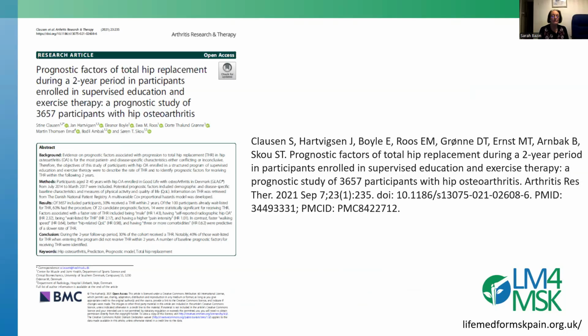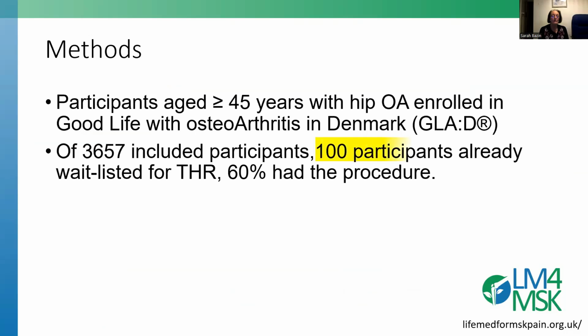In this research, which was a large study, 100 patients were listed for hip replacement. And out of the 100 patients who had been waitlisted for hip replacement, only 60 required a hip replacement surgery. 40% of the patients did not require a hip replacement.